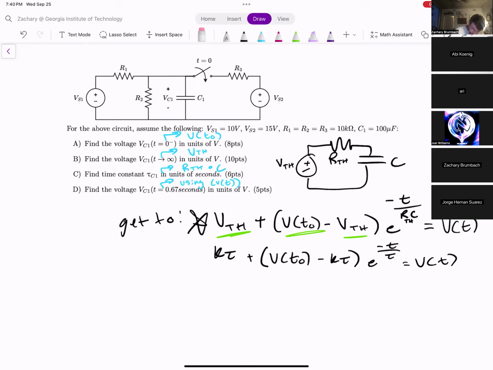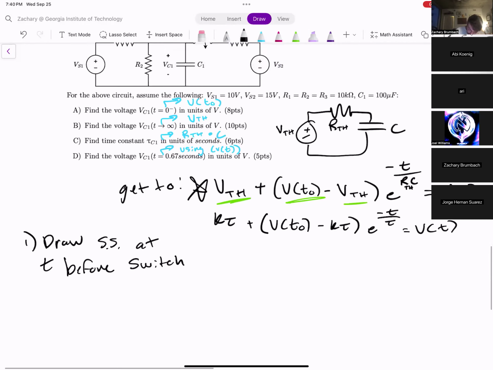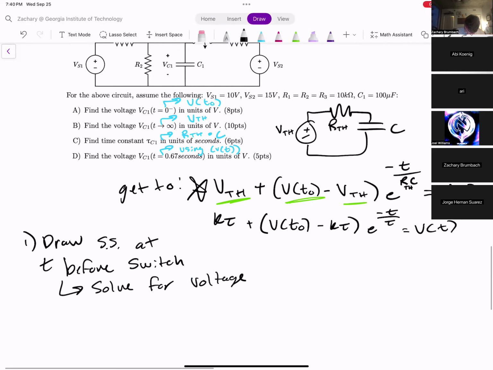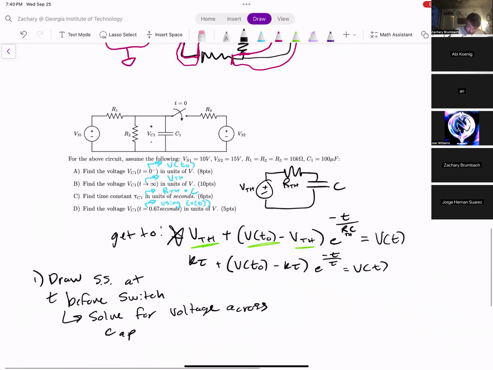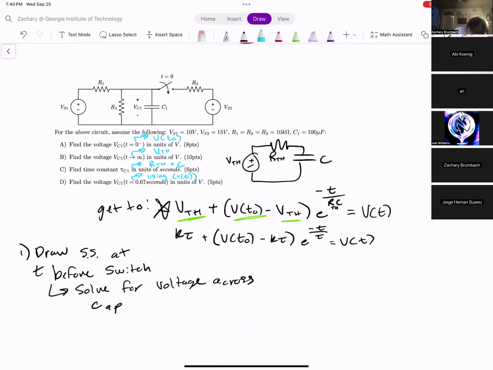let me write this out. The process is always the exact same. One, draw a steady state at T before the switch. From here, solve for voltage across the capacitor. Okay, so in this case, what this would look like would be step one.